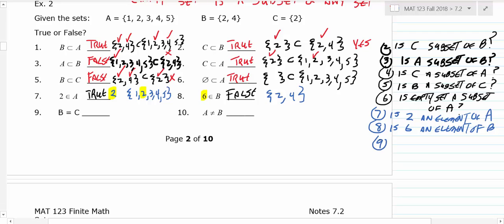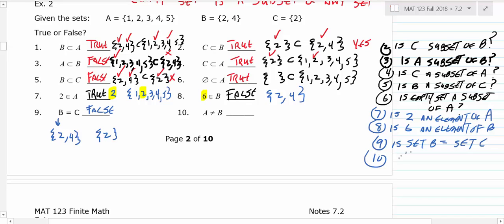Okay, and then the next 2 are saying this. Okay, number 9 is saying, is set B equal to set C? Okay, that would have to mean, are they exactly the same set? Well, let's see. Set B is 2, 4. Set C is 2. Are those the same set? No. They're not the same set because they don't have the same elements. The only way that two sets can be equal is if they have the same elements. So that would be false.